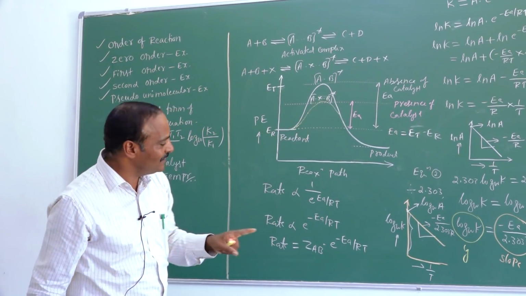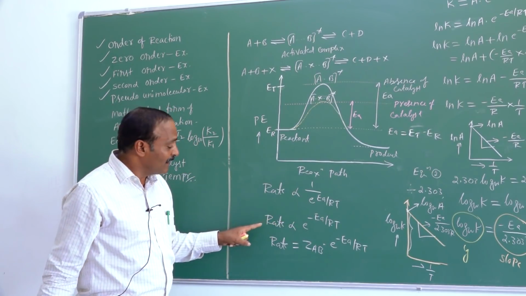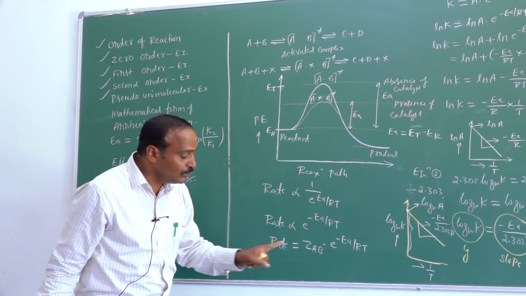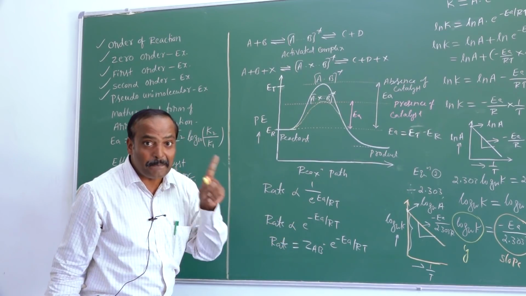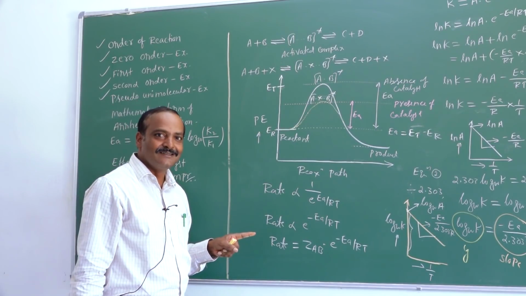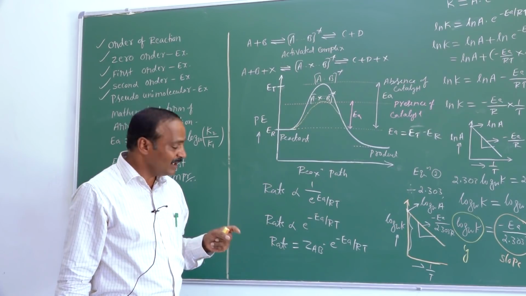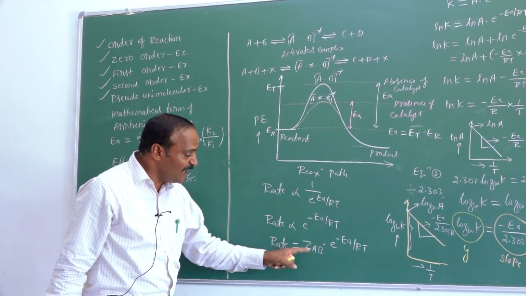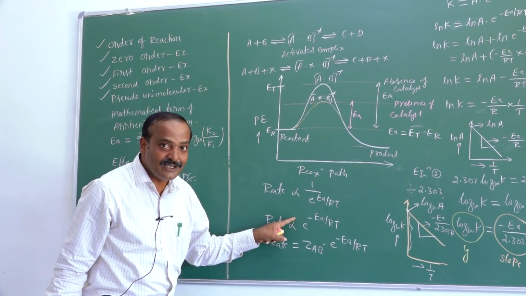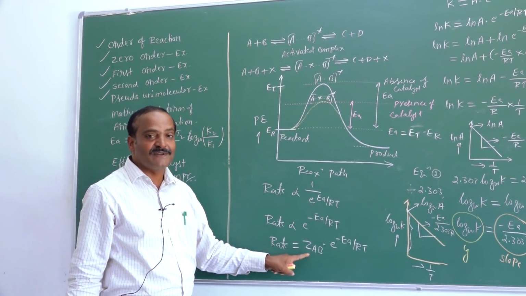Hence the rate of reaction is inversely proportional to activation energy. The rate is proportional to e to the power of minus Ea by RT. The term e to the power of minus Ea by RT represents the fraction of molecules which possess the threshold energy. Rate is equal to ZAB into e to the power of minus Ea by RT. ZAB is called the proportionality constant. This is called collision frequency. It is also called Arrhenius frequency.